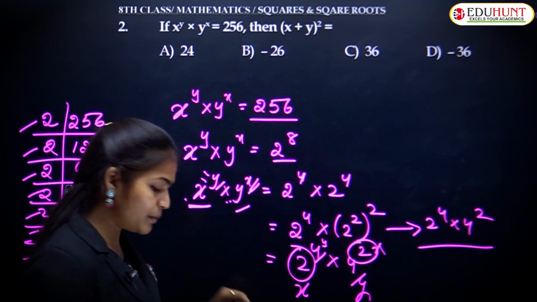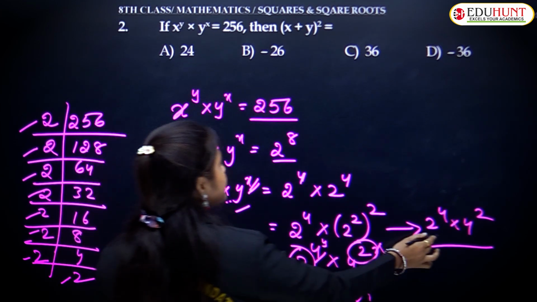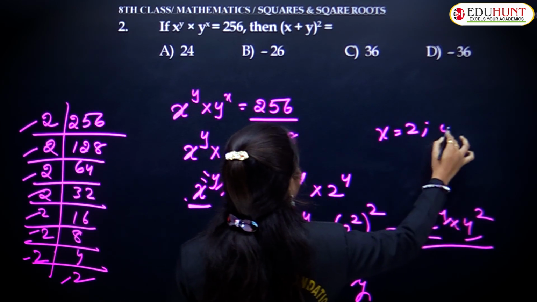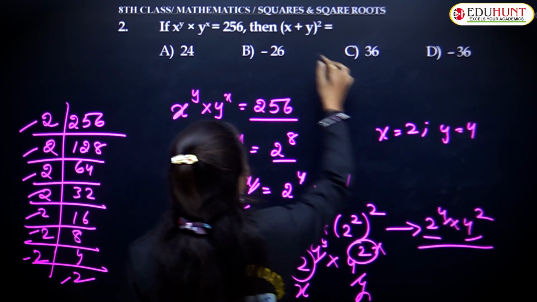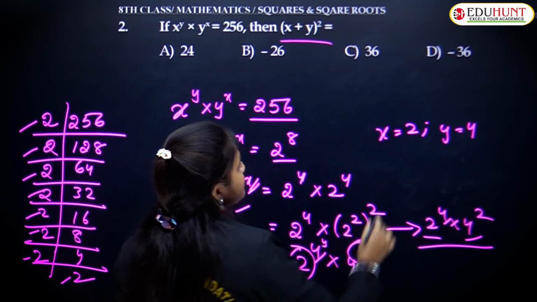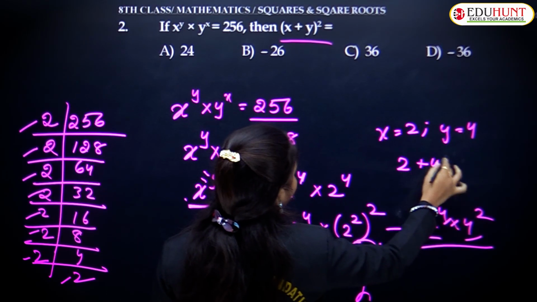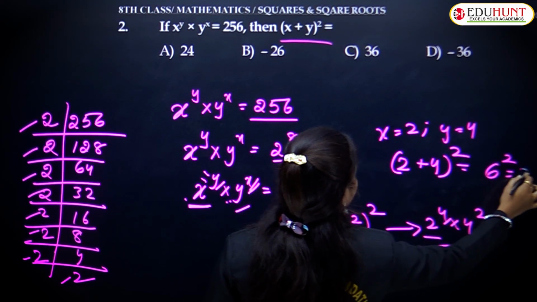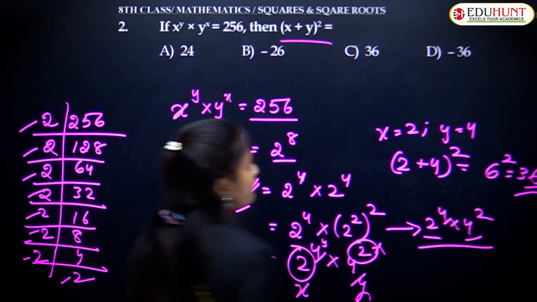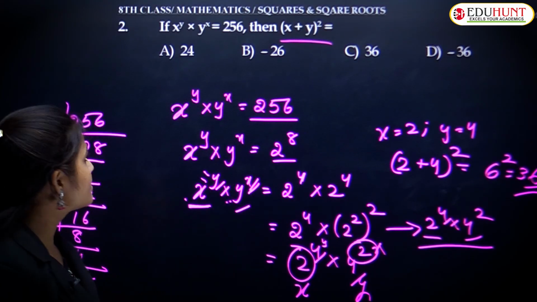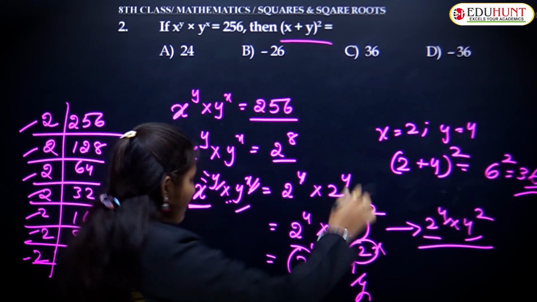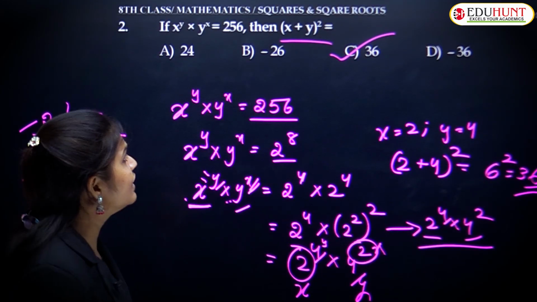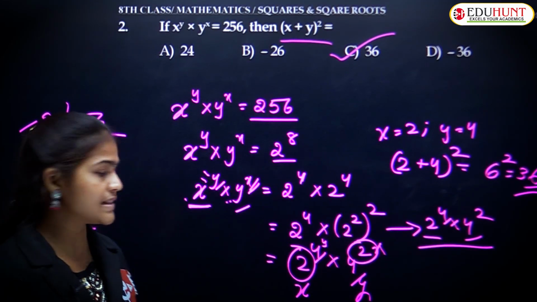Now what are they asking? They are asking the x and y values. So x is equal to 2, y is equal to 4. After that we need to find the value of x plus y whole square. So 2 plus 4 whole square. 2 plus 4 is 6, 6 square is 36. Which option is correct here? Yes, positive only, a square is always positive. So that's why the answer here is 36.